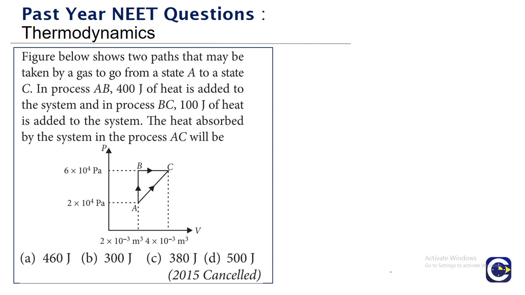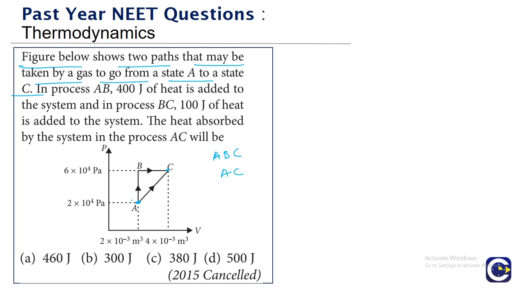We'll move on to the next question. This is another question based on the PV diagram. This came in the 2015 paper. The figure below shows two paths that may be taken by a gas to go from state A to state C. So from state A to reach state C, we have two possible paths. What are these possible paths? A, B, C is one path. Okay. AC directly is another path. These are the two possible paths.